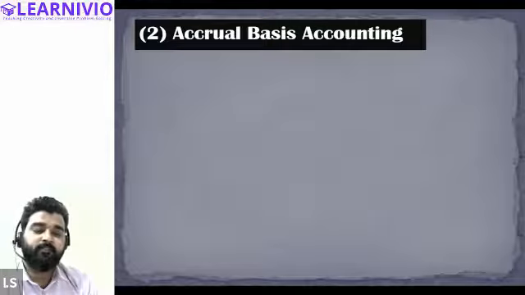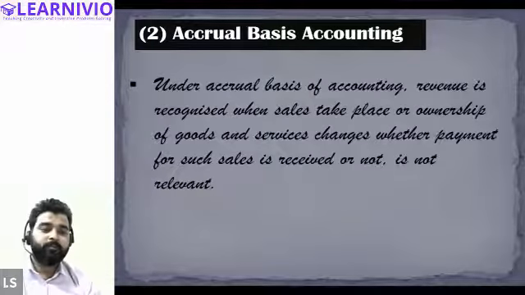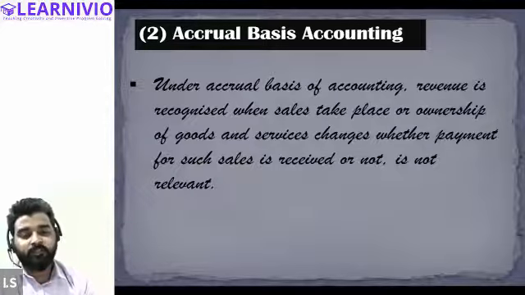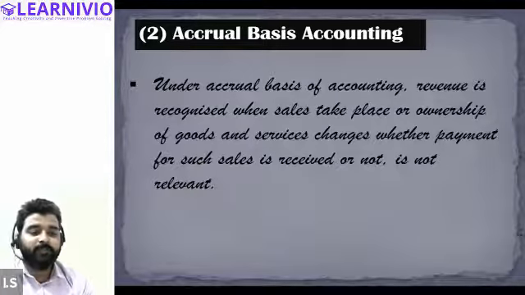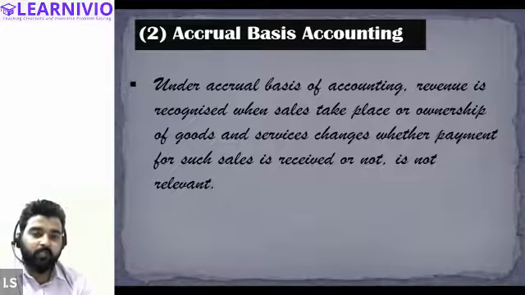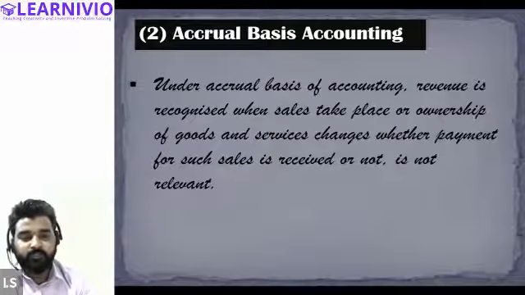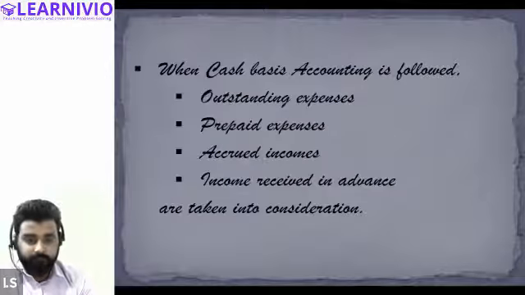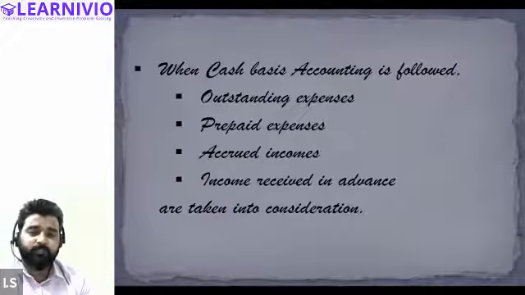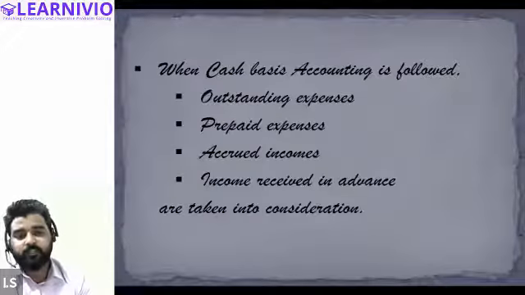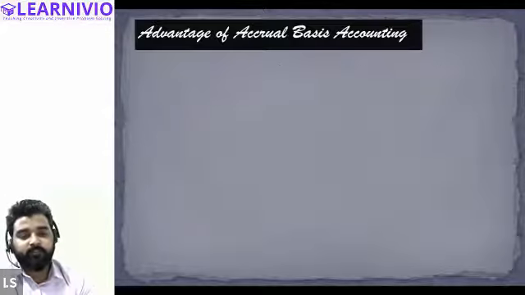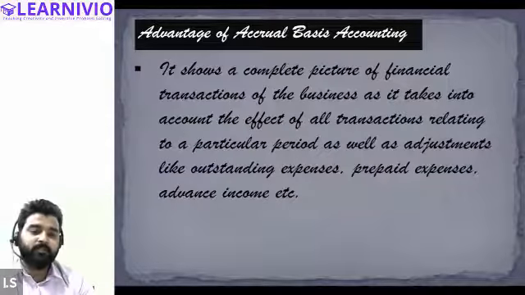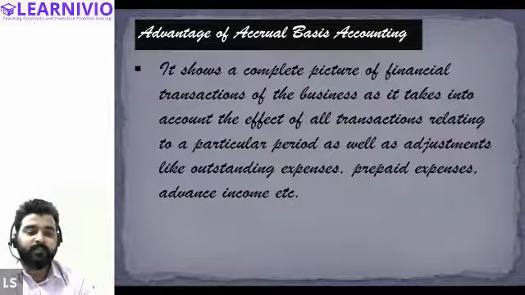Okay. Other than this, we have also covered the accrual basis accounting. Under the accrual basis of accounting, revenue is recognized when sales take place or ownership of the goods or services changes. That means the transactions are mostly done on the due basis or received basis, whichever is earlier. If the payment is received or due, whichever is earlier, we will be recording the transaction in the books of account. Accrual basis of accounting is based on the realization and matching principle. And just opposite of the cash basis, it records the transactions relating to outstanding expense, prepaid expense, accrued income, and income received in advance. Advantage of this system is that it gives the complete picture of the financial transactions of the business, as it takes into account every kind of transaction.